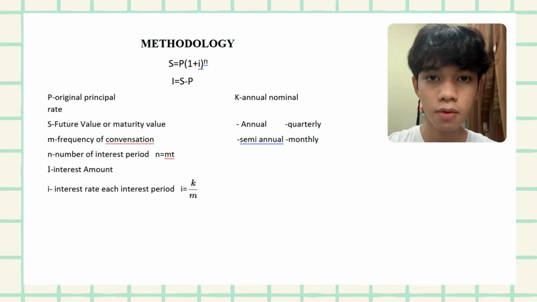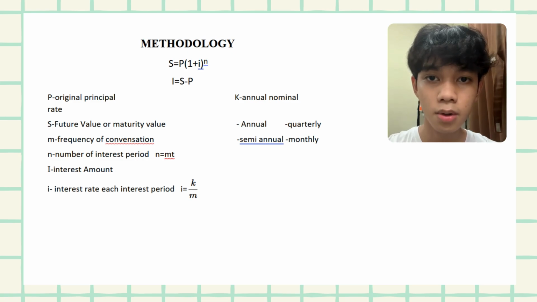Next, the methodology of compound interest. The formula is S equals P(1 + i)^n. And the second one, I equals S minus P. P stands for original principal, S is future value or maturity value, m is frequency of conversion, N is number of interest periods, which the formula is N equals mt.